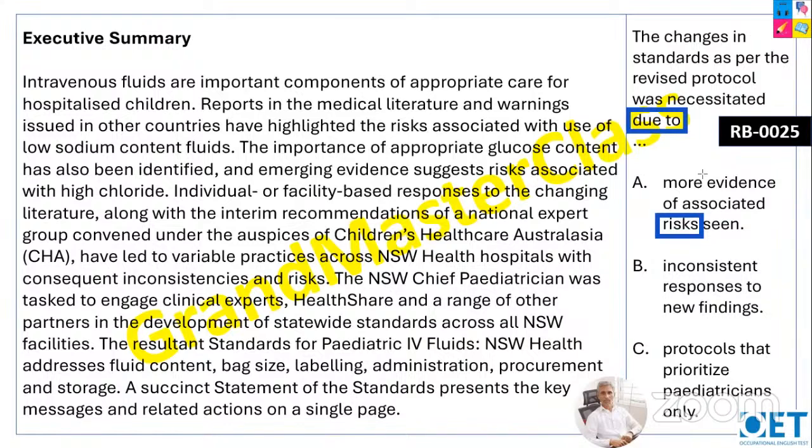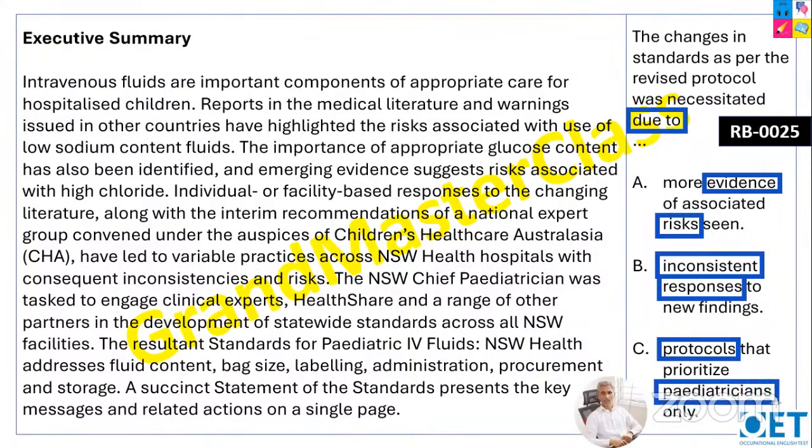Right, risks. Inconsistent responses to new findings. Okay, this is responses. Protocols that prioritize pediatricians only. So protocols. So here there are two things: evidence of risks, and inconsistent responses, and protocols that prioritize only pediatricians.